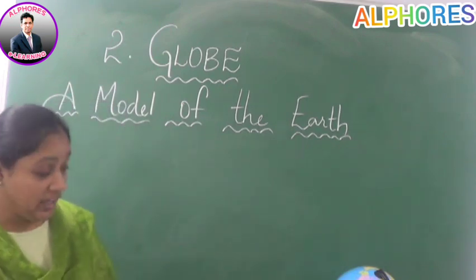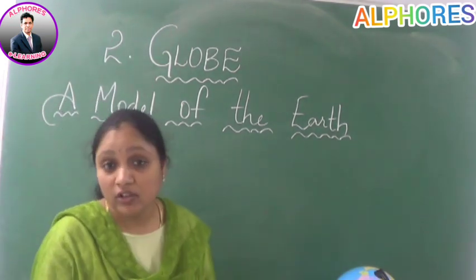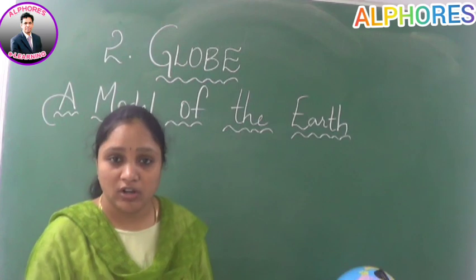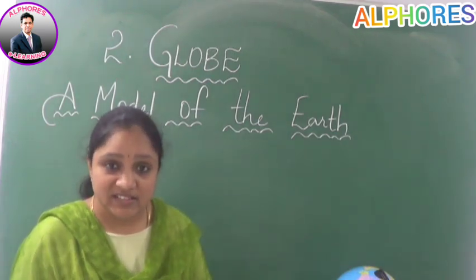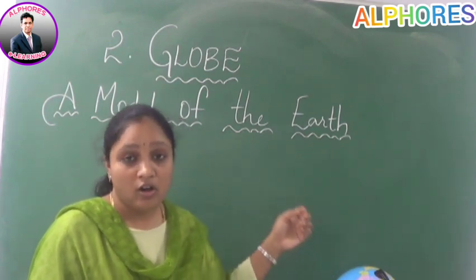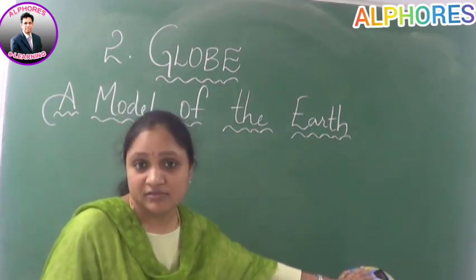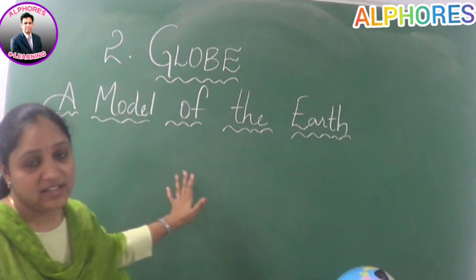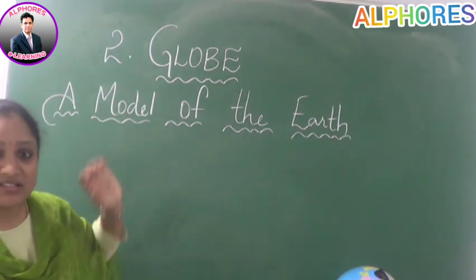And not only that, you can even observe some lines on the globe. What are these lines called? Why do we use these lines? Are these lines used just to simply draw on the globe, or is there any importance for these lines? All these things we are going to discuss in this session.